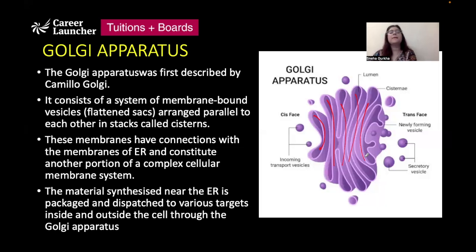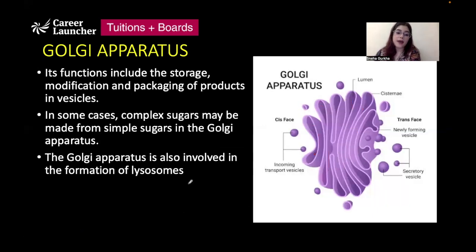So what does the Golgi apparatus do? The proteins and lipids that are manufactured and come from the endoplasmic reticulum, it modifies them, packages them and transports them to various target sites. That is what the Golgi apparatus does. That is why it is placed very close to the endoplasmic reticulum, because the material that is synthesized in the endoplasmic reticulum is modified, packaged, and dispatched to various targets by the Golgi apparatus, right?